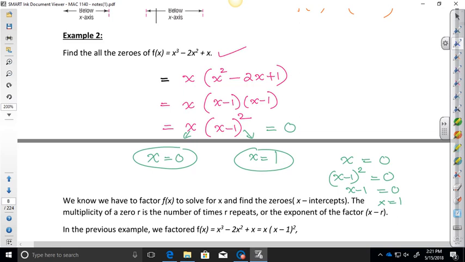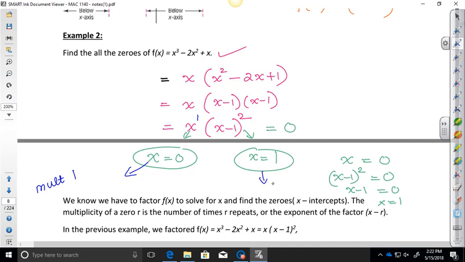If you don't see the exponent, it means it's 1. So the multiplicity of 1 is 2? Yes, 2. Multiplicity of 0 is 1, because it doesn't repeat. Just one time. That's it.